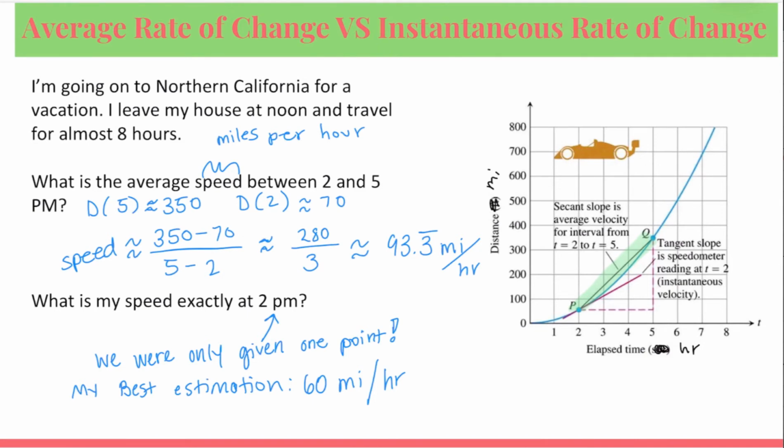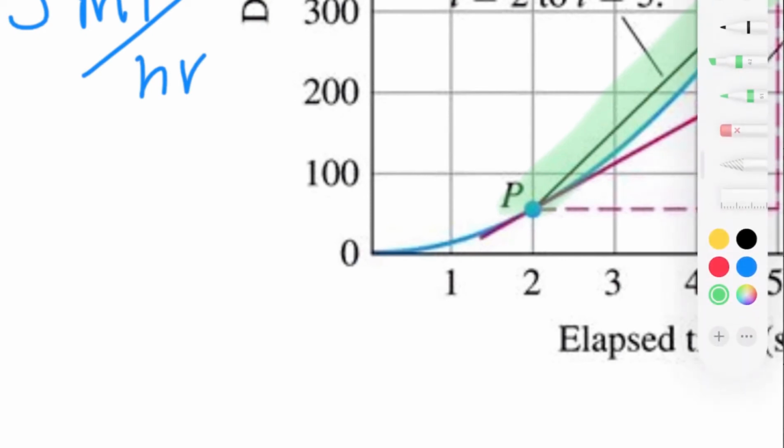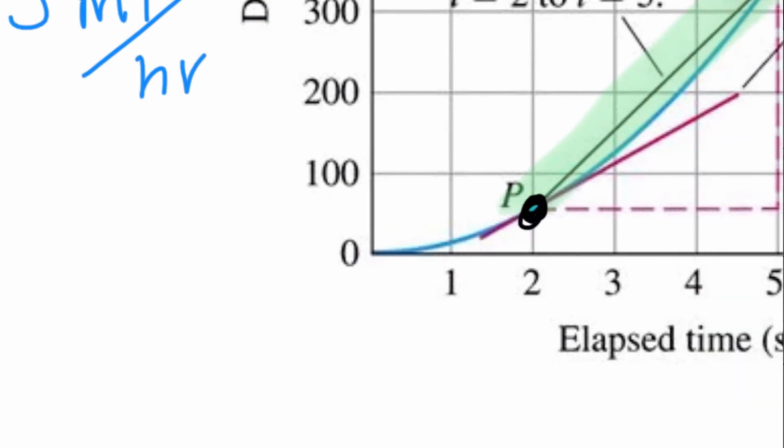The exact speed at 2 p.m. is a little trickier, and at this point we don't really have a good method for figuring that out, so that was kind of a guess for you. The hard part is we're only given one point, so we're trying to figure out, exactly at this point, how fast was I going? We need to find the slope of this line, but finding the slope of a line with only one point is very challenging. But we're going to figure out how to do that today.